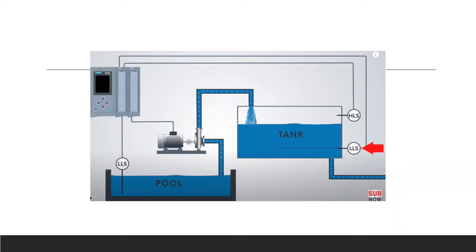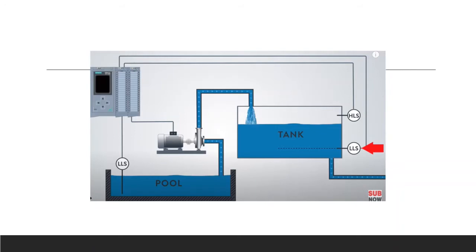Then the PLC will send a stop command to the pump when the water reaches the high level switch. Once the pump shuts down, it remains shut down until the water goes back down to the lower level switch and there's no sense of water, and the PLC will send a command to the pump again to turn on and fill the water tank.